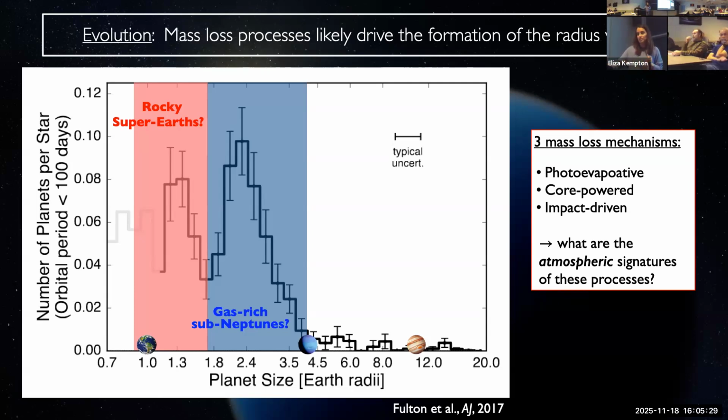And all three of these mass loss mechanisms have been shown to generally reproduce the properties of the exoplanet population in terms of their size distribution. So now the question is, which of these mechanisms is consistent with the population in terms of what we see in their atmospheres? So we need predictions from each of these different mass loss mechanisms of what that does to the composition of the atmosphere that we observe, say with JWST.